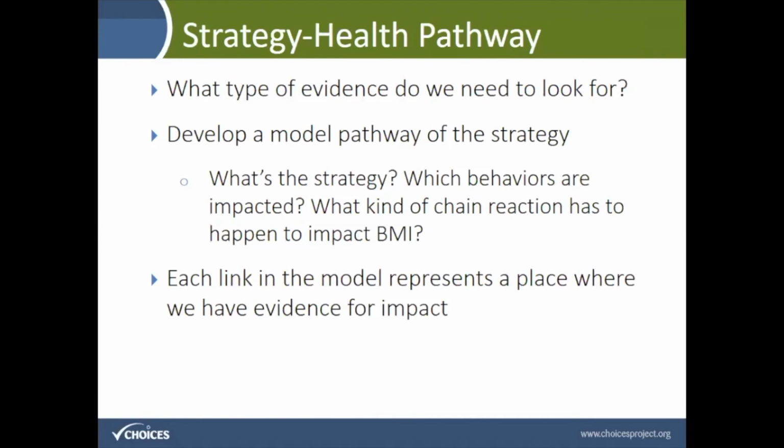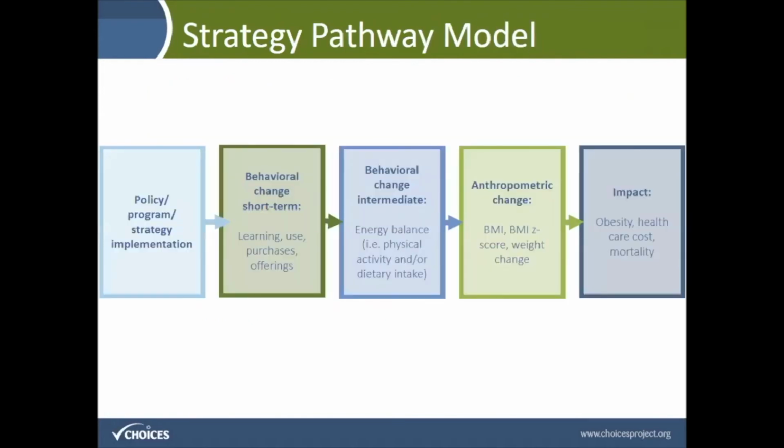The strategy to health pathway is what we use to pull all of our evidence together and find out what type of evidence we need to look for, what the strategy is going to look like, what behaviors we think are impacted, and what kind of chain reaction has to happen to impact BMI. When we make these pathways, each link in the model represents a place where we have evidence for impact. I'll walk you through some examples.